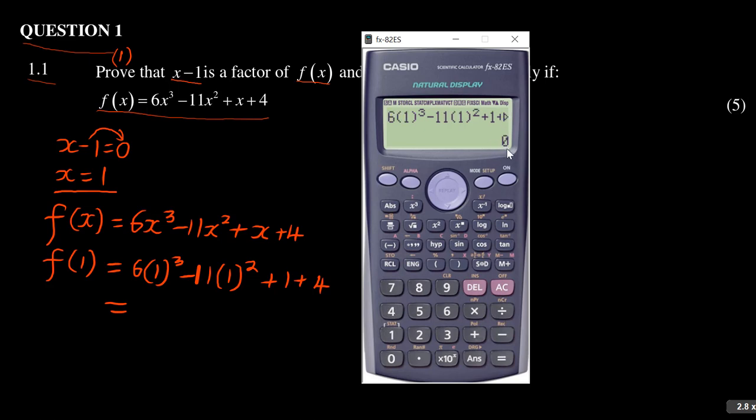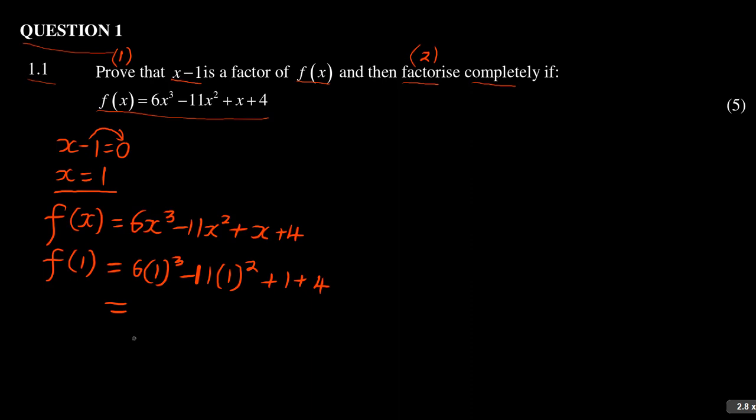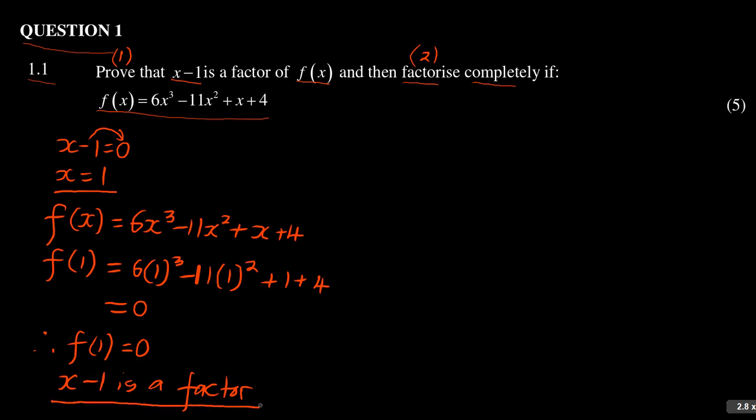Now the answer that I'm getting, as you can see, is 0. So you are going to say equal to 0. Therefore, if f of 1 is equal to 0, it means x minus 1 is a factor. Remember, you need to conclude. Don't just leave your answer as equal to 0. You need to conclude what is your finding. And our finding in this case is that x minus 1 is a factor of f of x. Now we have answered the first part. Remember, this is 5 marks. So you'll get your first mark there to say x minus 1 is a factor.